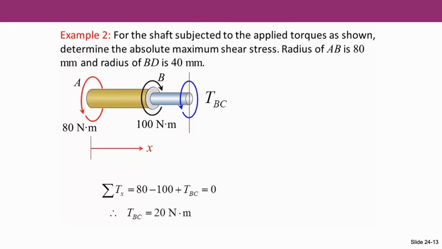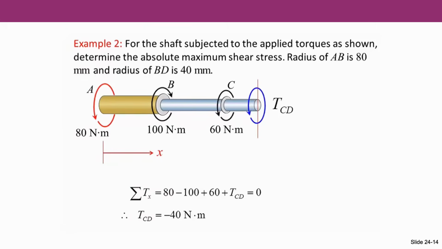Again, sigma Tx is equal to 0. 80 minus 100 plus TBC is equal to 0. And from here, the TBC is equal to 20 Nm.